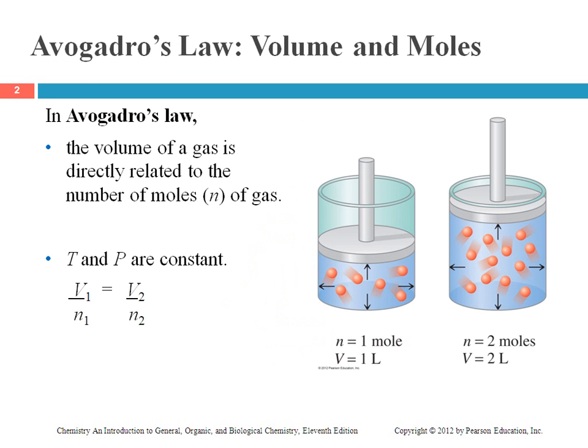Avogadro's law is relating volume and moles, and to me, one of the more common sense laws that typically makes sense to most students. Basically it says that if you increase the number of moles, or the amount of gas that you have, then you're going to increase the volume. So the more you have, the bigger the volume, which makes sense. Here's a relationship: they have a direct relationship. If you have 2 moles versus 1 mole of gas, then you're going to occupy 2 liters versus 1 liter. So the more moles, the more the volume.